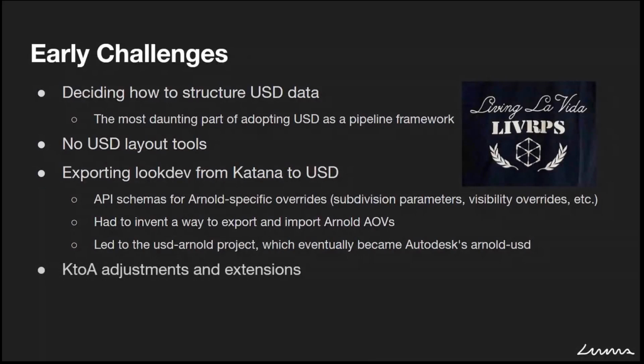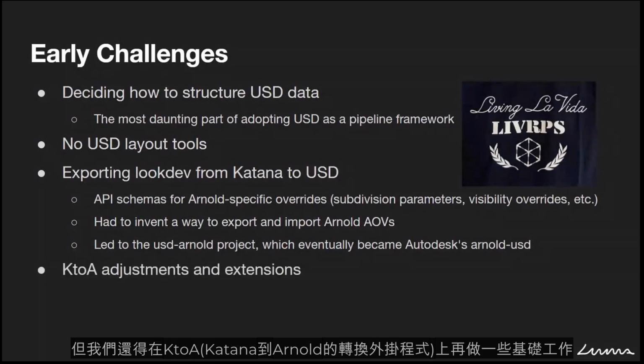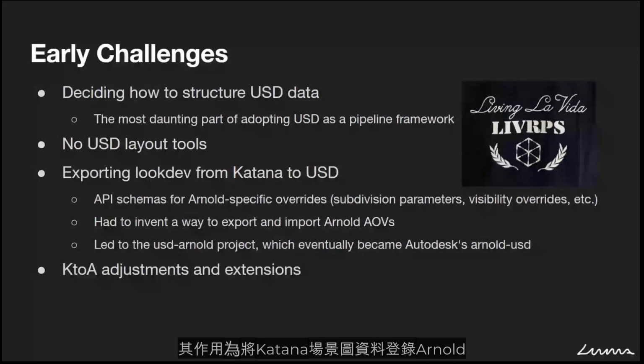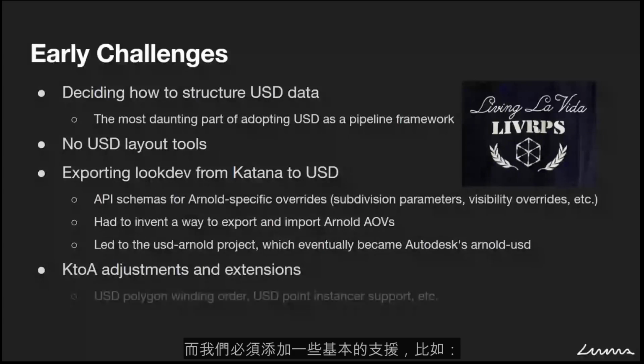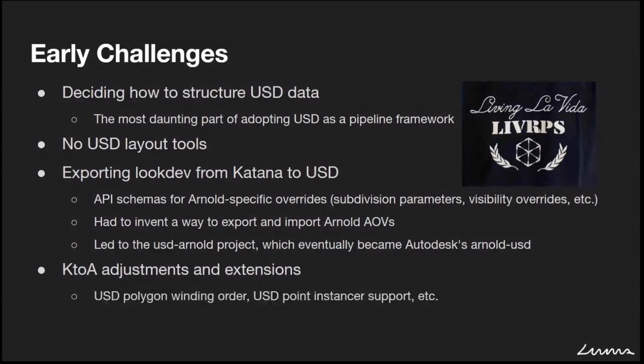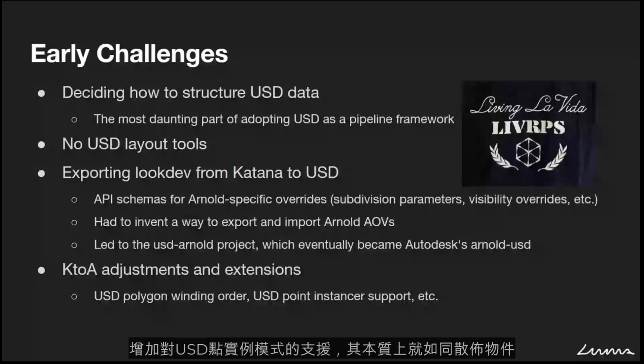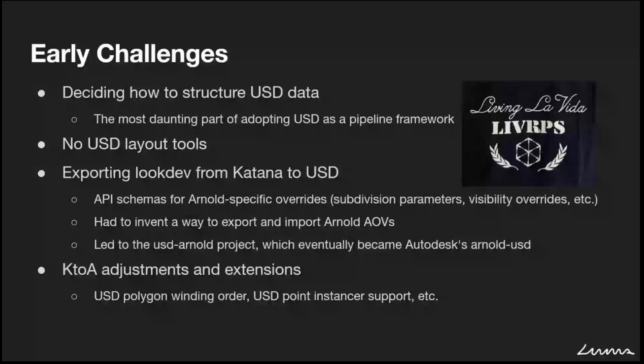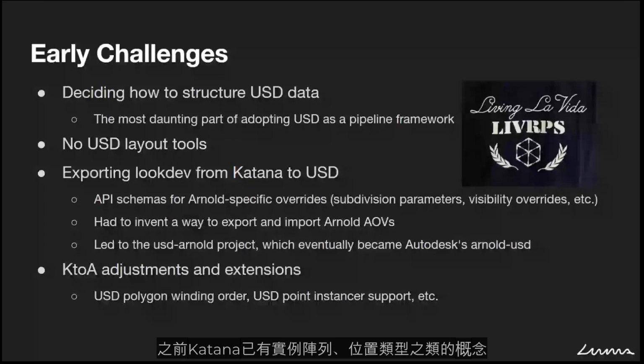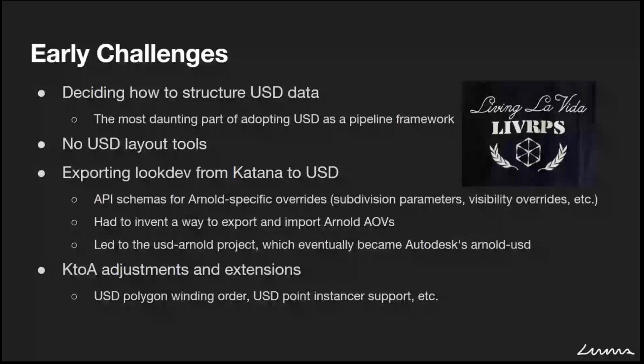We also had to do some basic work on K2A, which is the Katana to Arnold translation plugin, basically the plugin that feeds Katana scene graph data into Arnold. So we had to add support for basic things like understanding different polygon winding orders coming in from USD, and adding support for the USD point instancer schema, which is essentially like a scattering prim, before Katana had a notion of an instance array location type or anything like that.